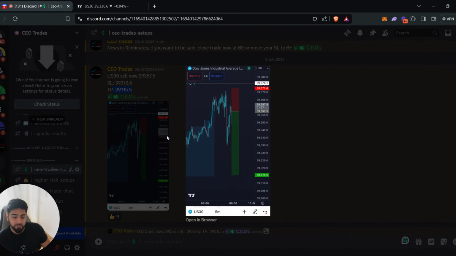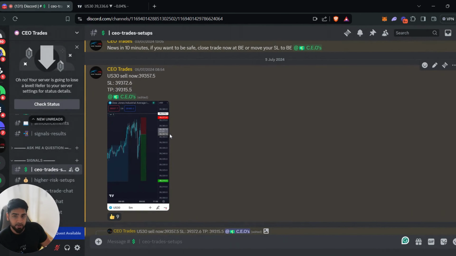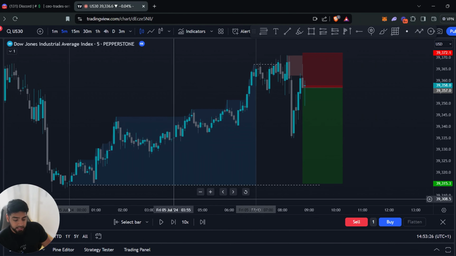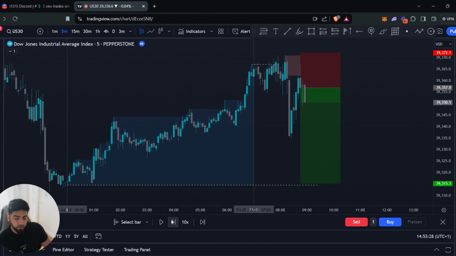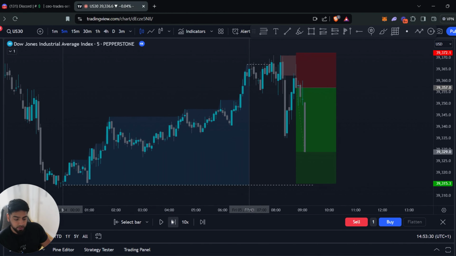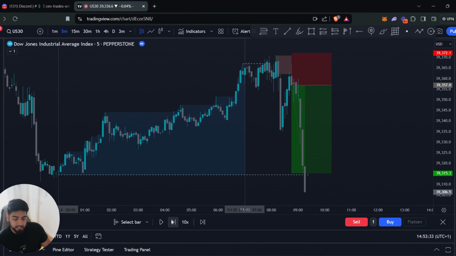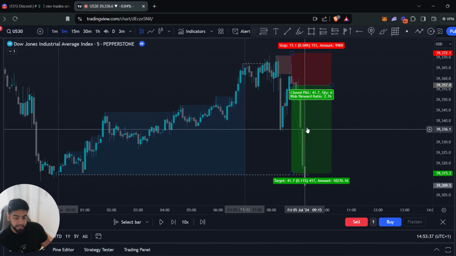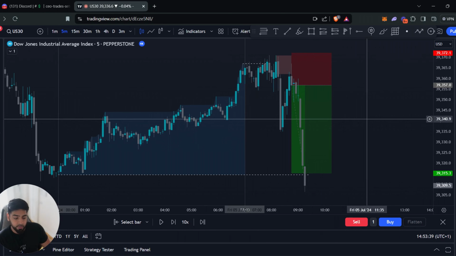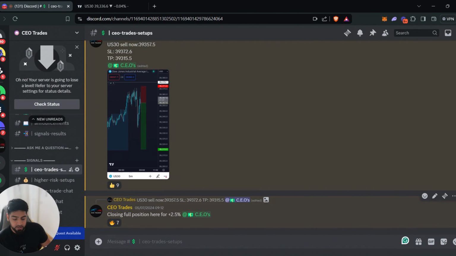Once I sent this into the VIP group, we simply then just sit on our hands and either wait for a take profit or a stop loss. So since I've sent it into the VIP Discord, we've had a little bit of a push down. And as we can see, price then starts to plummet and go straight for that take profit. And literally within a couple of minutes, we've gone and hit our take profit. And we've actually closed the full position for a plus 2.5% gain on the account.